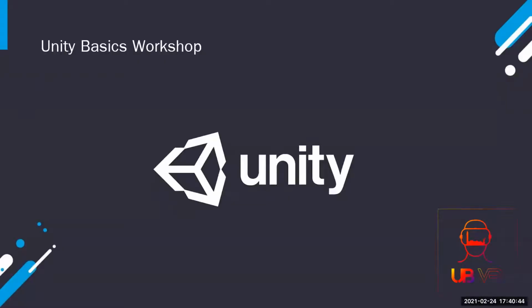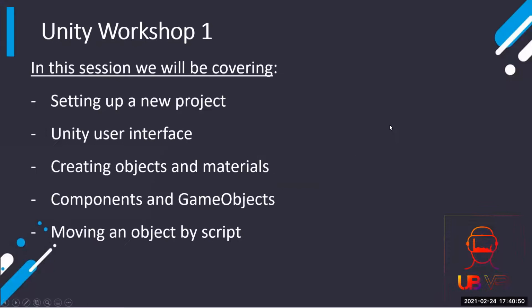Hello. So in this session, I'm just going to be going over the basics of Unity. So we're just going to be setting up a new project. I'll be going through the user interface of Unity, so what each window on the actual project does. We're going to be going over creating objects and materials. I'm going to be going over what components and game objects actually are in Unity. And then at the end, we're just going to be going through moving an object by script.